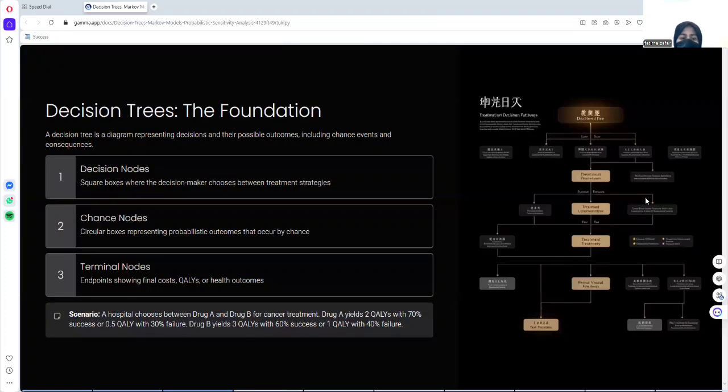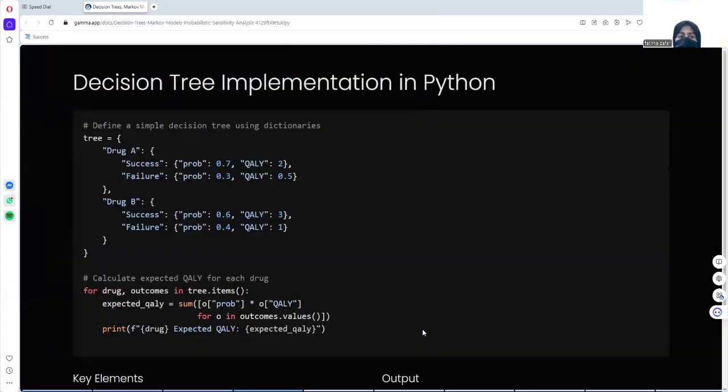Now, for example, we have a scenario here. A hospital chooses between drug A and drug B for cancer treatment. Drug A yields 2 QALYs with 70% success or 0.5 QALY with 30% failure. Drug B yields 3 QALYs with 60% success or 1 QALY with 40% failure.